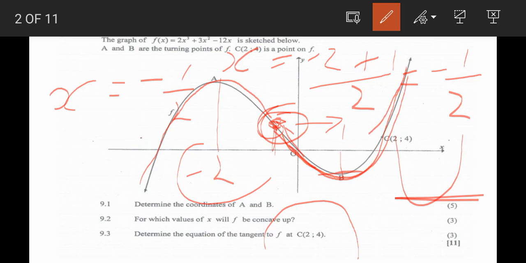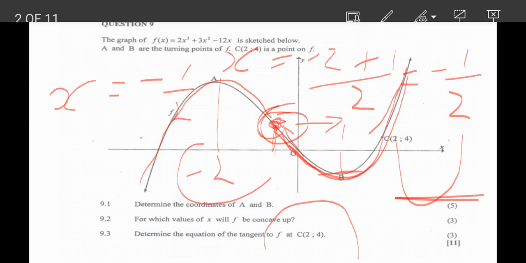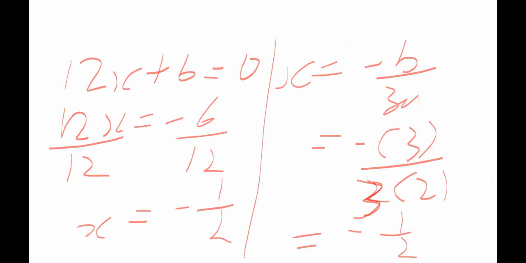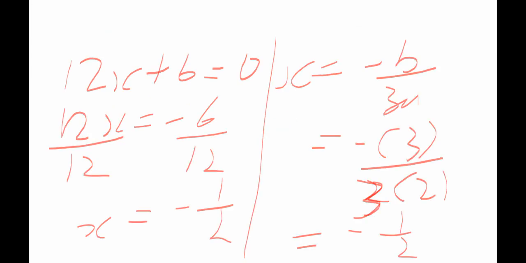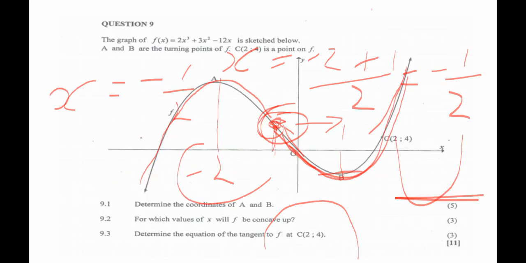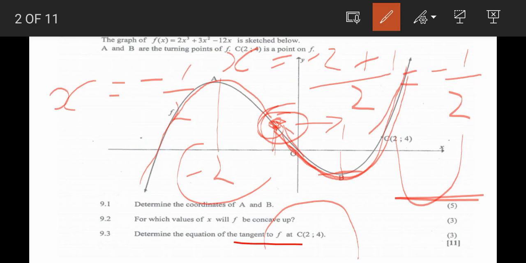So how are we going to write that one? For 9.2, we're going to have when x is greater than negative 1 over 2. So that's where we have this graph being what? Being concave up, right? Then they say now 9.3, determine the equation of the tangent to f, right? Determine the equation of the tangent to f.